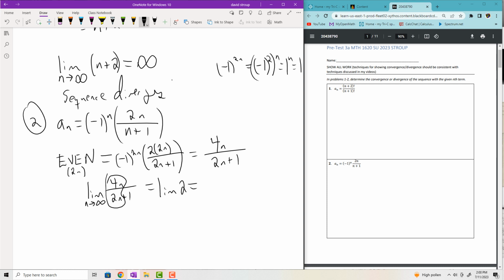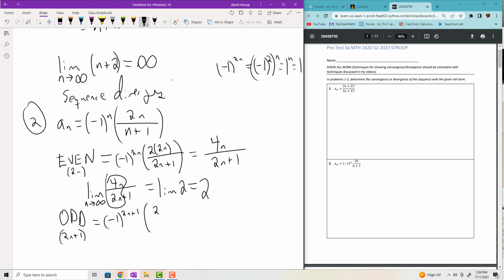So the limit of the even terms is just 2. Then we want to do the odd terms. You can think of those as the 2n plus 1 terms. And in that case, you're going to have -1 to the 2n plus 1. That thing's going to be negative. It'll just be -1, right?